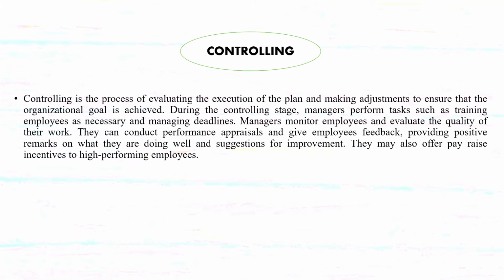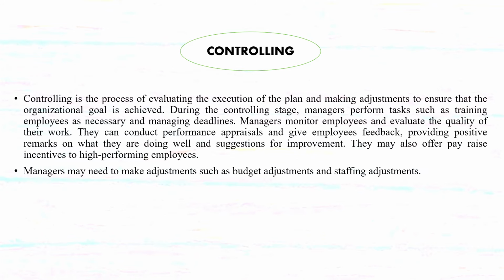Controlling is the process of evaluating the execution of the plan and making adjustments to ensure that the organizational goal is achieved. During the controlling stage, managers perform tasks such as training employees as necessary and managing deadlines. Managers monitor employees and evaluate the quality of their work. They can conduct performance appraisals and give employees feedback, providing positive remarks on what they are doing well and suggestions for improvement. They may also offer pay raise incentives to high-performing employees. Managers may need to make adjustments such as budget adjustments and staffing adjustments.